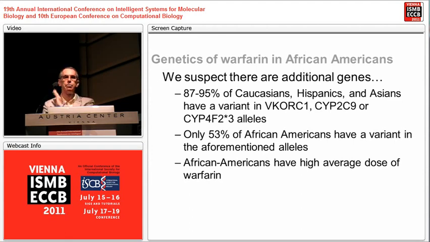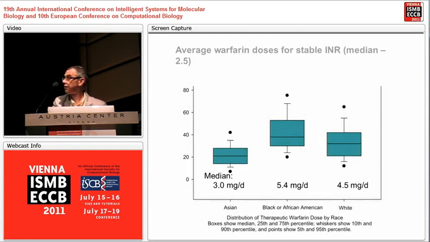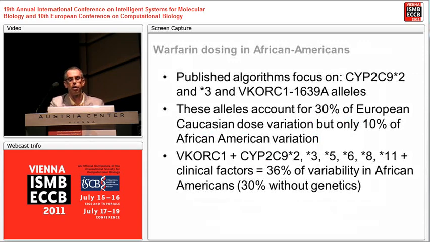That was the high-level point here, is we're going to have to figure out when somebody comes to us with a rare variant in their genome, how to use it. We're also interested in the African-American population who are not well served by our current algorithms. Really, only 53% of African Americans have variations that are found in Caucasians and Asians, and therefore the algorithm's R-squared is much worse for this population. And in fact, if you look, the average dose of warfarin for somebody of African origin is higher than those of Asian or European origin.